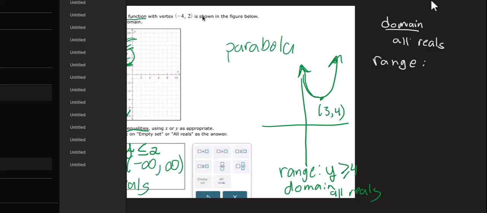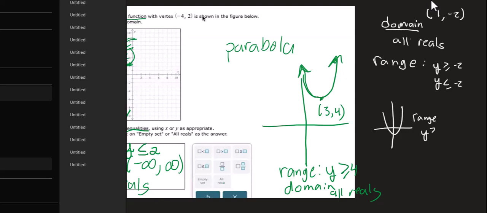is, if your vertex is (1, -2), your range is going to be either y is greater than or equal to -2 or y is less than or equal to -2, and that depends on if it opens up or down. So if you have a parabola that opens up, then your range will be y is greater than or equal to whatever the y coordinate of this vertex is.